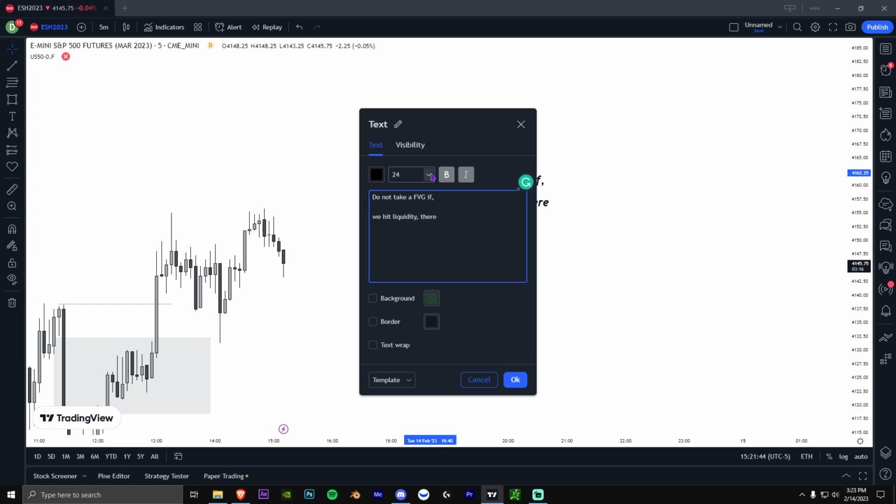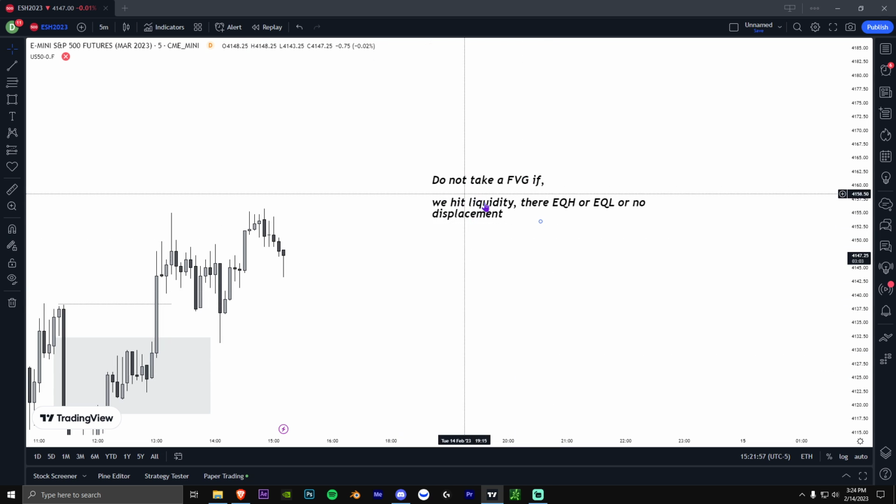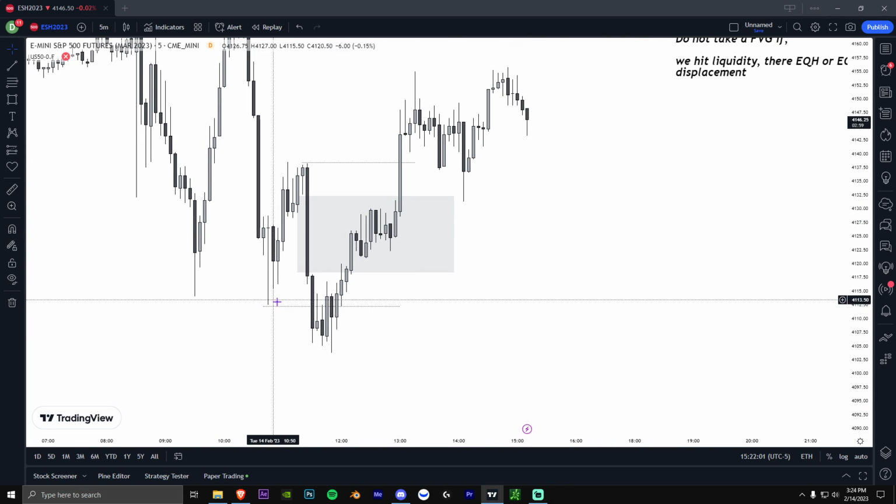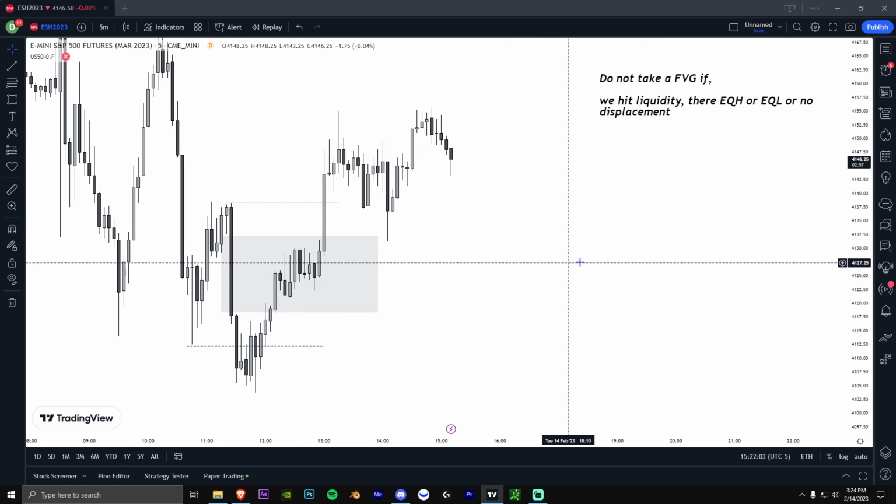There's equal highs or equal lows, or no displacement, okay? No displacement, it's another important one. I'll just go over that real quick. So these are my rules. I do not take a fair value gap if we hit liquidity already. So like right here, we hit sell side liquidity, so I would not short this.